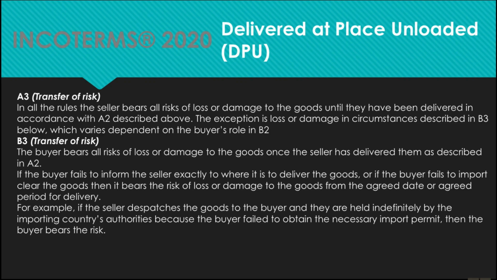B3. Transfer of risk. The buyer bears all risks of loss or damage to the goods once the seller has delivered them as described in A2. If the buyer fails to inform the seller exactly to where it is to deliver the goods, or if the buyer fails to import clear the goods, then it bears the risk of loss or damage to the goods from the agreed date or agreed period of delivery. For example, if the seller dispatches the goods to the buyer and they are held indefinitely by the importing country's authorities because the buyer failed to obtain the necessary import permit, then the buyer bears the risk.